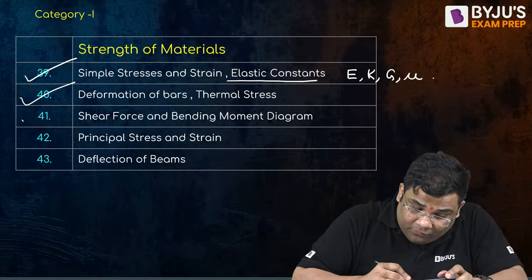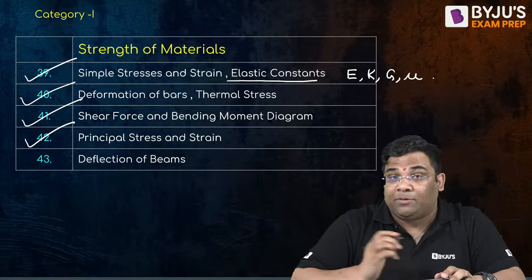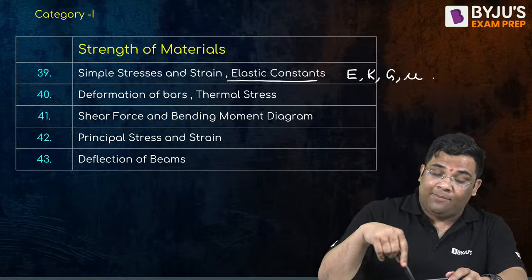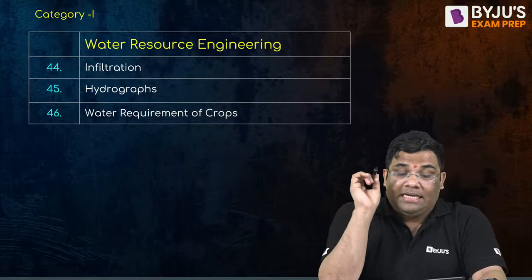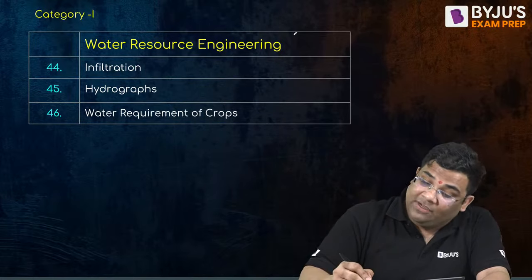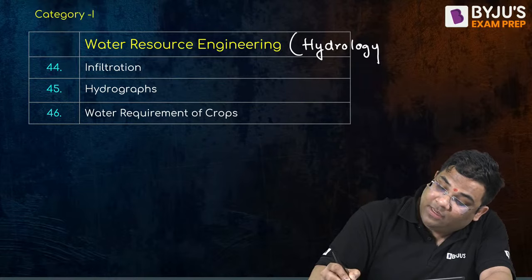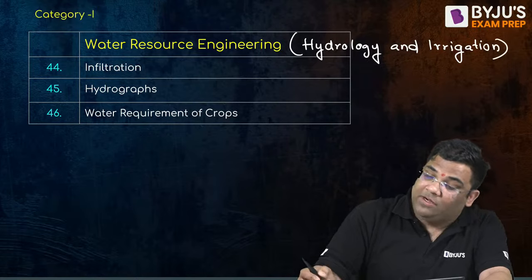Then shear force and bending moment diagrams, obviously. Then principal stresses and strain, you can say transformation of stress and strain, and deflection of beams. All this I am putting in category 1. Then coming to water resource engineering. In water resource engineering, I am including hydrology and irrigation. So whenever we say water resource engineering, it means hydrology and irrigation. In that, first you should complete what?